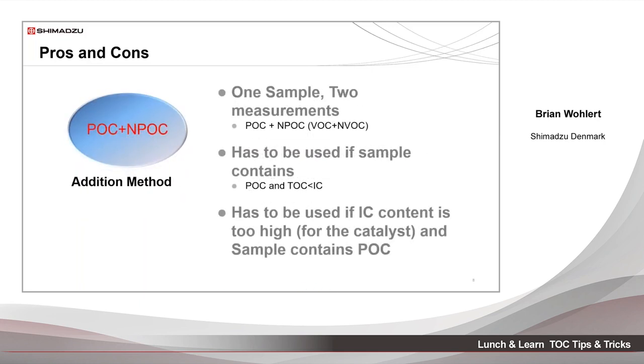For the addition measure, the POC plus NPOC, we also need two calibrations, one for each measurement, and it takes also two measurements to do this analysis. And here we also can see that this analysis has to be used if IC content is too high and the sample contains volatile organic carbon.